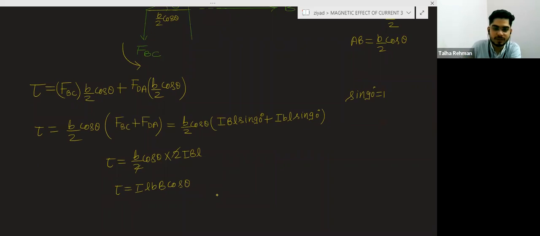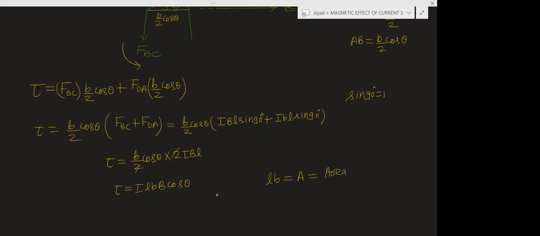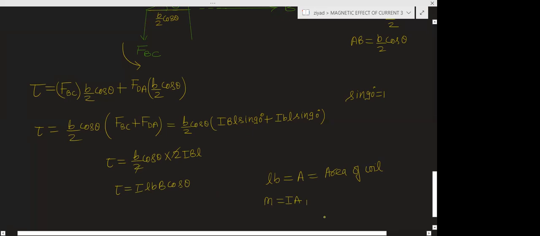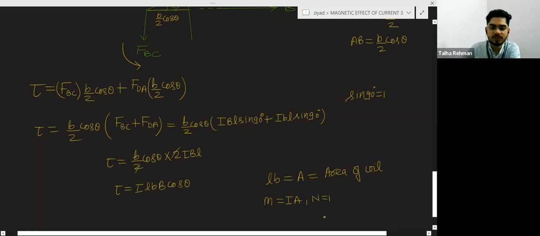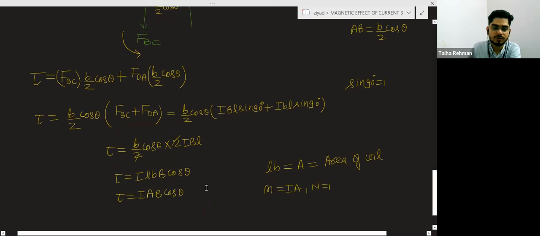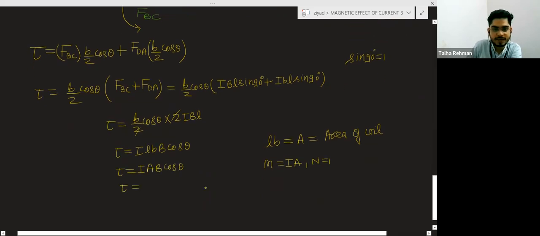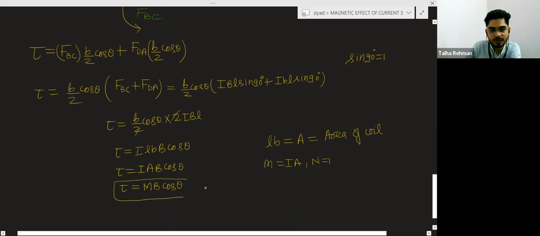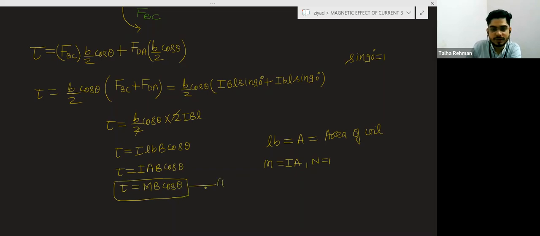Remember one thing. What is L into b? Area of the coil. And what is I into A? Magnetic moment, for N equal to 1. If the number of turns is 1, then the magnetic moment is given by IA. So in this torque, IA you can put as M, and this is B and this is cos theta. So torque is given by MB cos theta. Torque on a current carrying coil due to the magnetic field is given by MB cos theta.